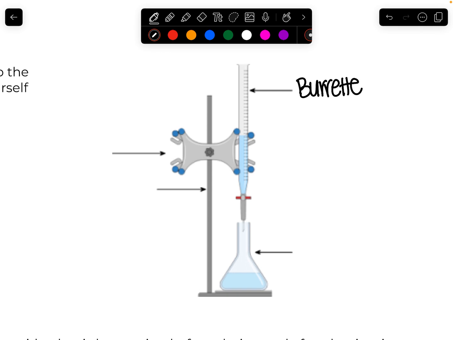Burettes have this little, what's the word I'm looking for? Ooh, a lever, I guess. It has a little lever down at the bottom that's used to open and close the rate of flow on the burette.